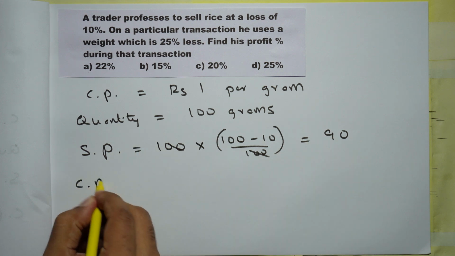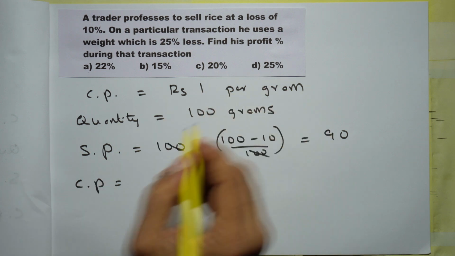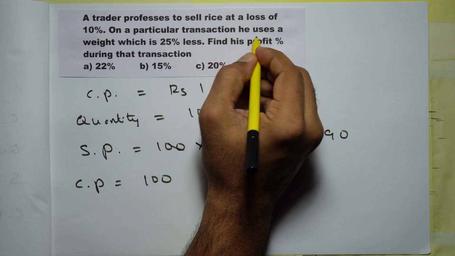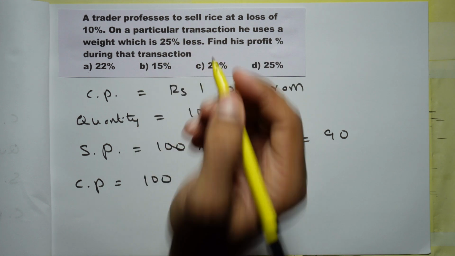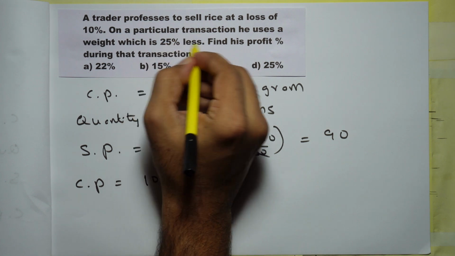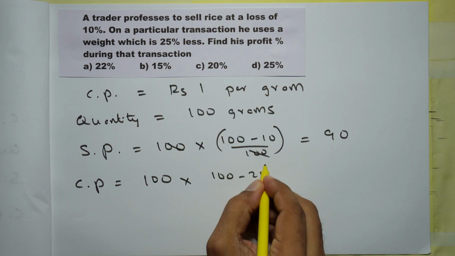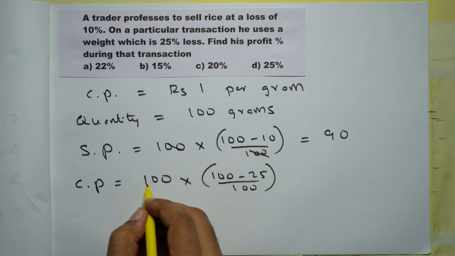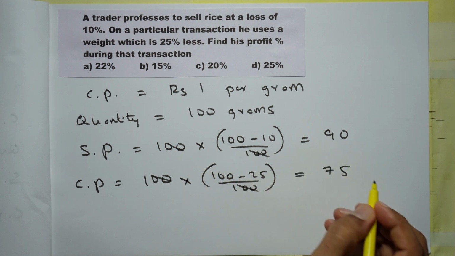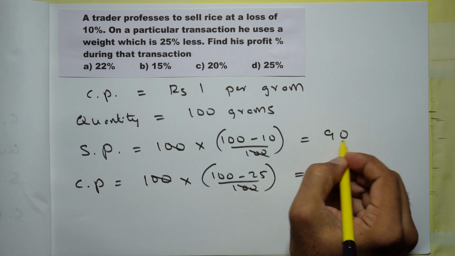Now we'll find his actual cost price. Now for 100 grams and 1 rupee per gram, his cost price will be rupees 100. But he uses a weight which is 25% less. So he does not give the full 100 grams. So he gives a value which is 25% less. To reduce it by 25%, (100 minus 25) by 100, you have to multiply 100 with this. 100 and 100 cancels out. 100 minus 25, you will get it as 75. So his actual cost price is 75 and he is selling it at 90.